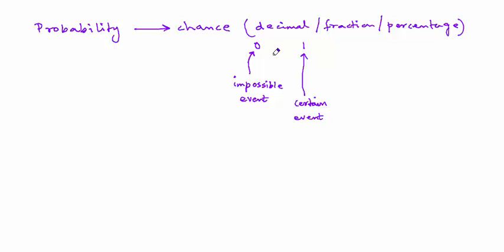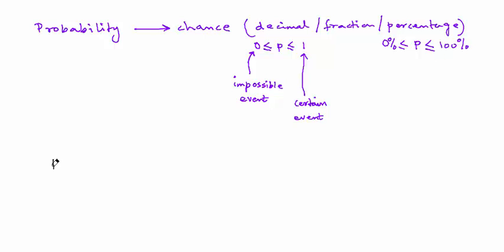And because everything in life is between impossible and certain, the probability of anything is always greater than or equal to 0 and less than or equal to 1. And that stays the same if you write it in fraction form. In percentage form, we would say the probability of anything is greater than or equal to 0%, less than or equal to 100%.